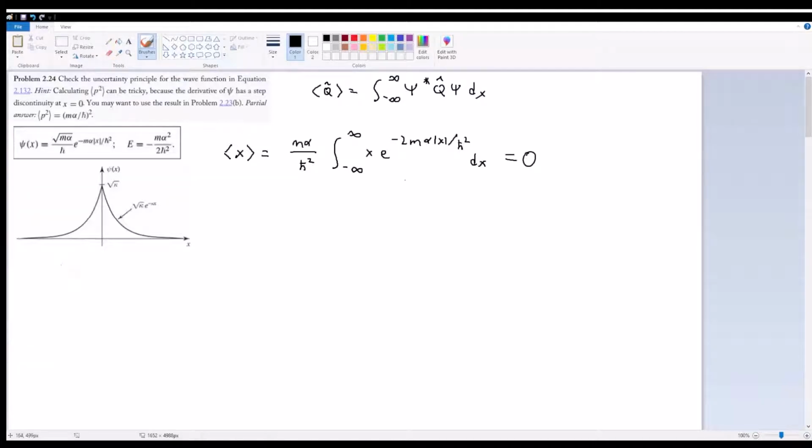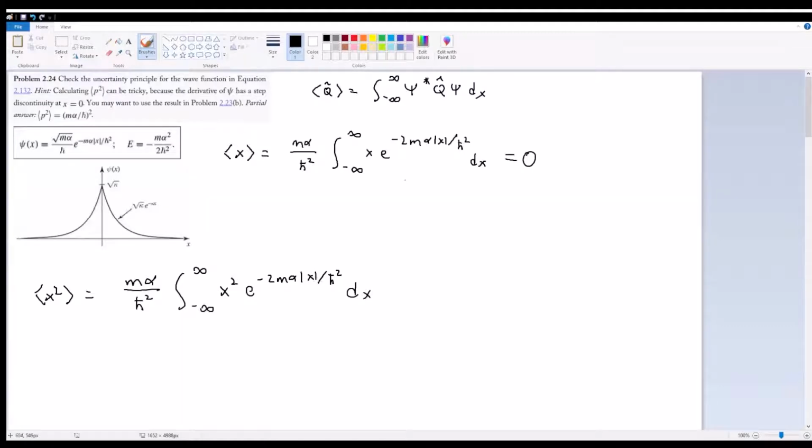Next thing is x squared, which is a bit harder, but still relatively simple. We have the same process, m alpha over h bar squared, integral from negative infinity to positive infinity, this time of x squared e to the negative 2m alpha magnitude x divided by h bar squared dx. The difference here is that we have an x squared at the top here, and then we have a magnitude x in the exponent.